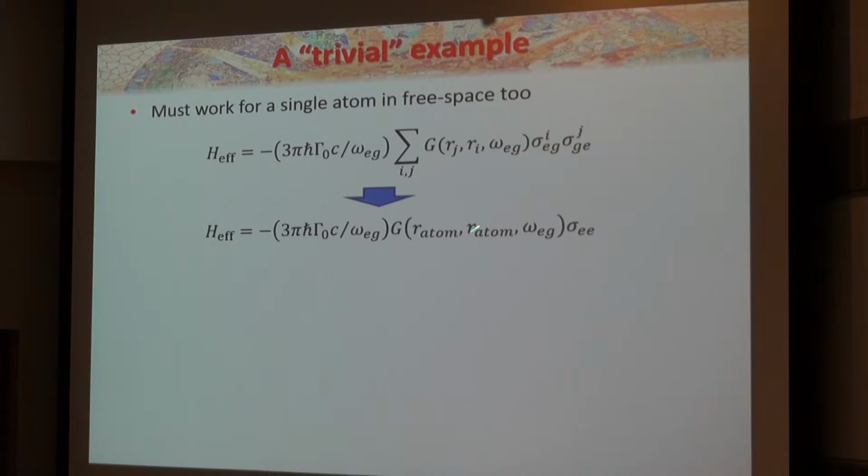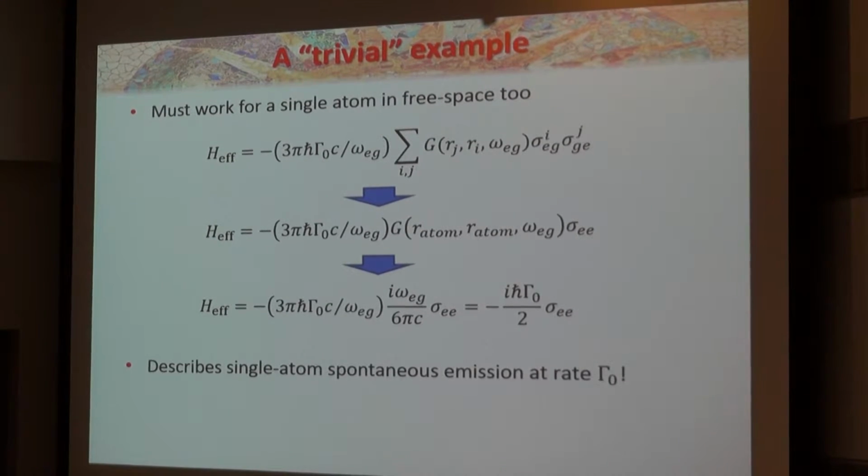And then to calculate the Green's function, you just have to look up the dipole fields created by an oscillating dipole in free space at its own location. In that case, what you find is i times the frequency divided by 6 times pi times c. When you simplify all of that, you indeed get that the effective Hamiltonian is anti-Hermitian, which describes spontaneous emission. And then the spontaneous emission rate, gamma naught, is exactly what you would predict. So this Hamiltonian encodes normal things like single atom spontaneous emission.